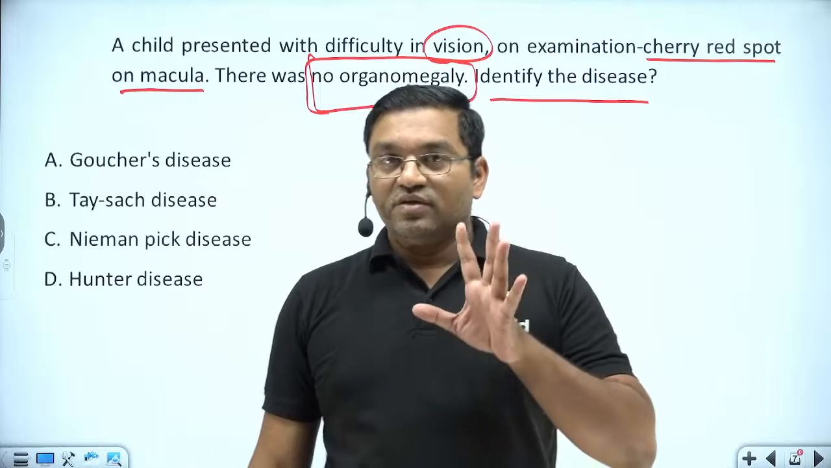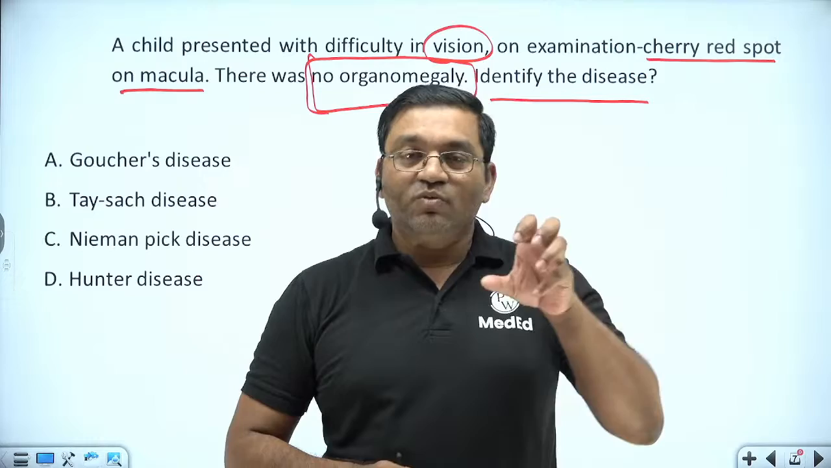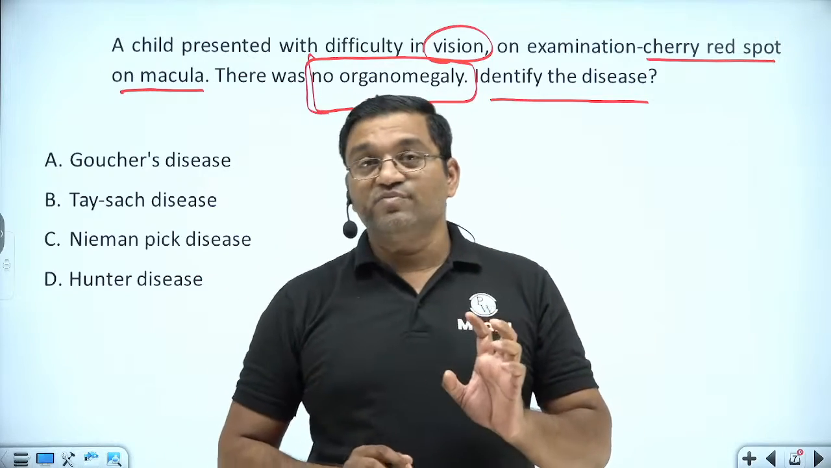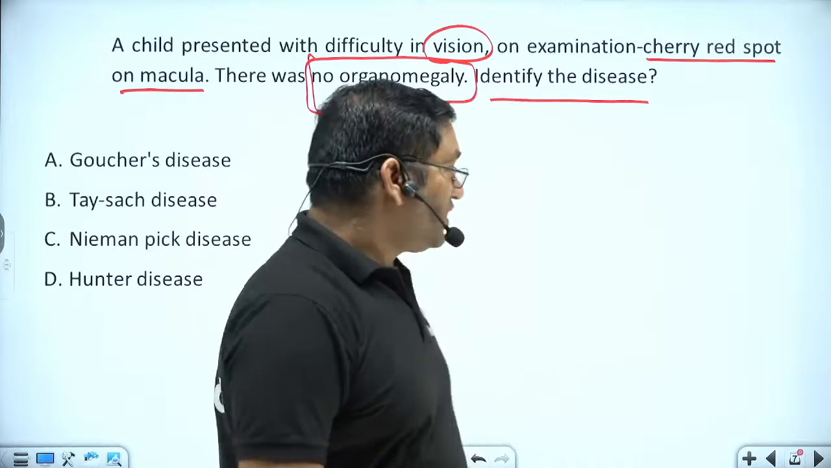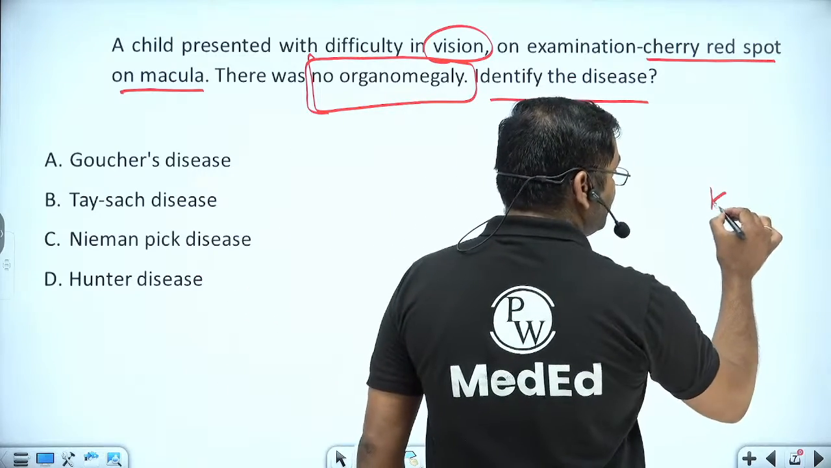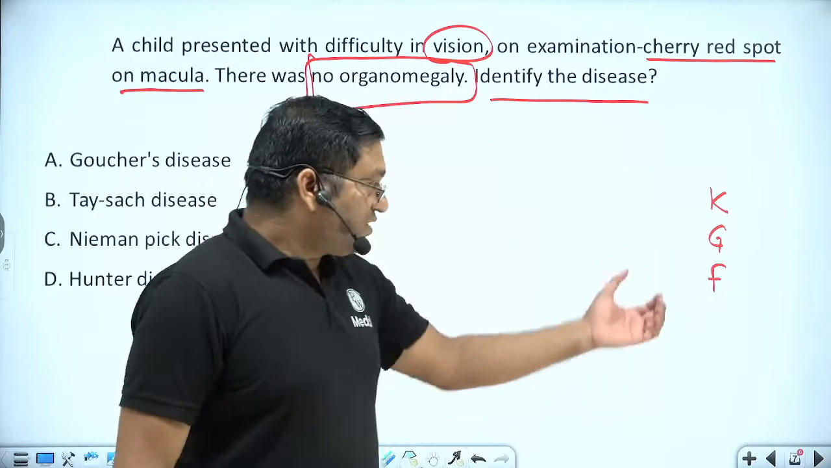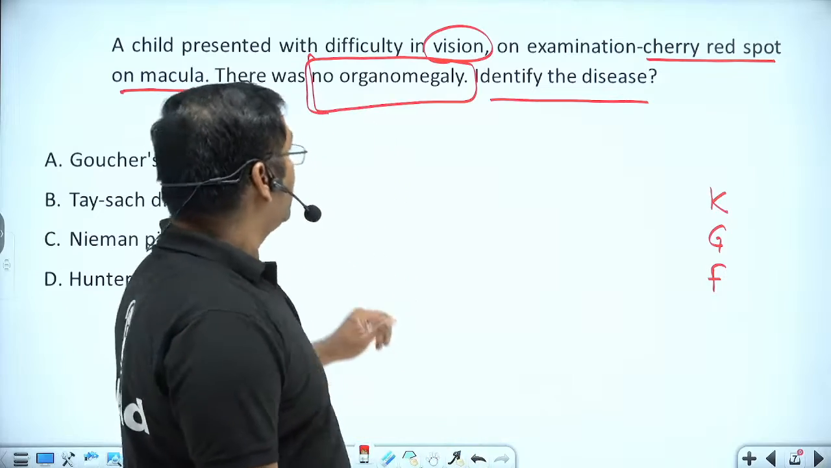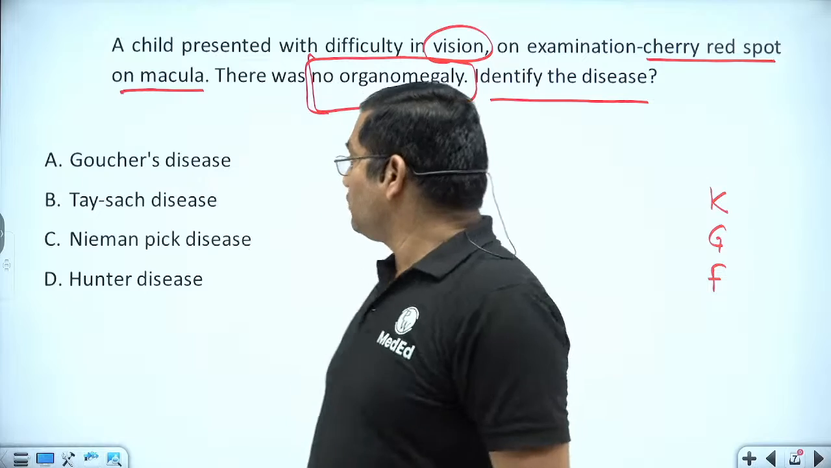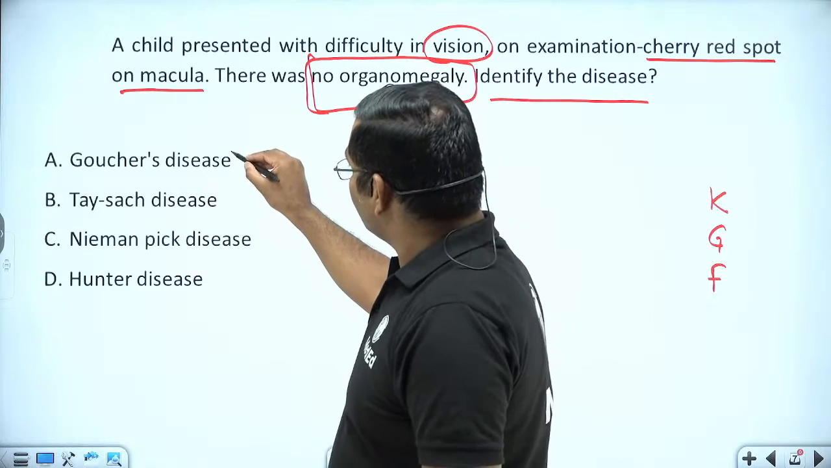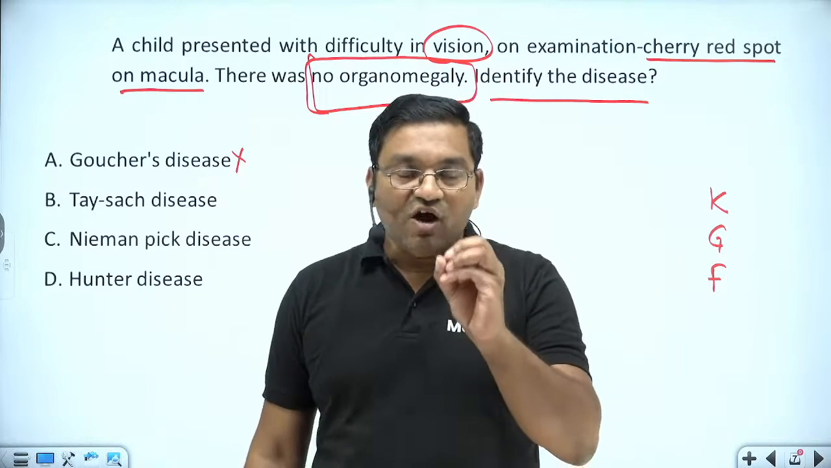Remember, in lysosomal storage disorders there is a cherry red spot on the macula on eye examination. But there are three diseases in which there is no cherry red spot: Krabbe's disease, Gaucher's disease and Fabry's disease. So, difficulty in vision, on examination cherry red spot on the macula. Now see, this is excluded. Hunter disease, there is corneal clouding.